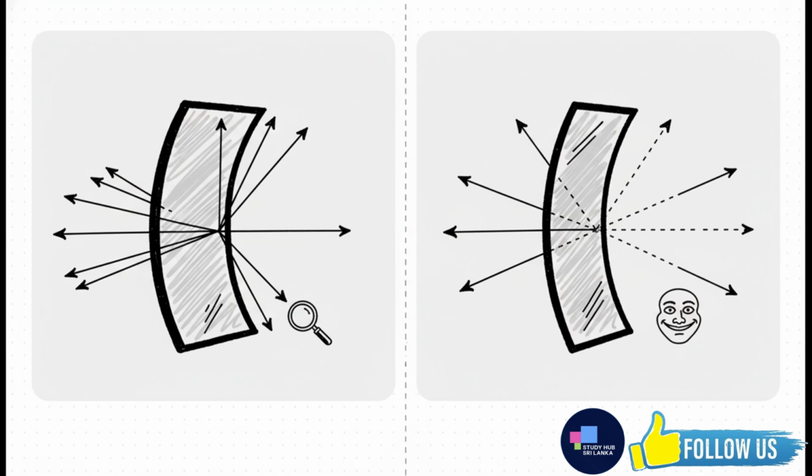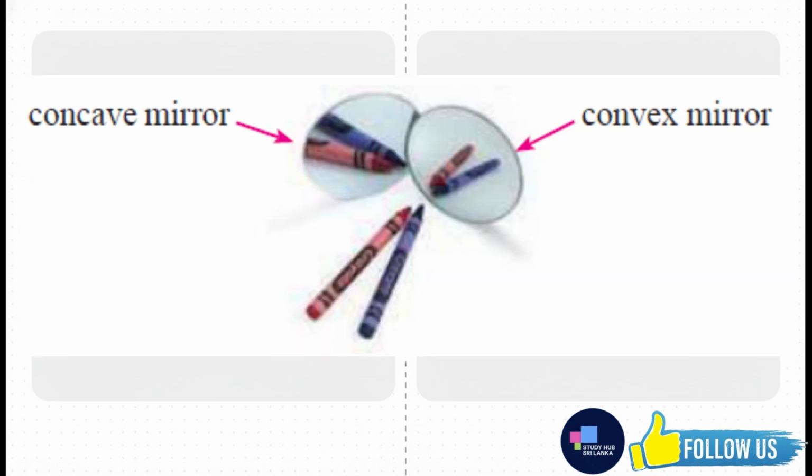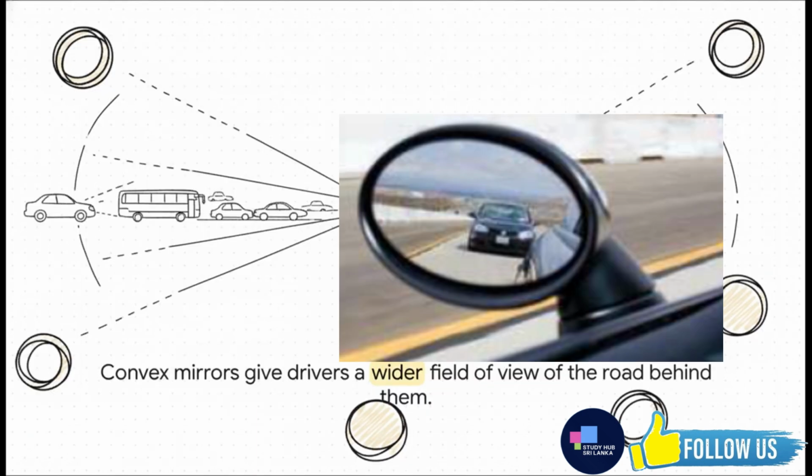But of course, not all mirrors are flat, are they? So what happens when we start curving them? Well, there are two main types to know. Concave mirrors, which curve inwards like a cave, and convex mirrors, which bulge outwards. You see convex mirrors every single day. They're the side mirrors on cars and buses. And why do we use them? Well, because even though they make things look a bit smaller, they give the driver a much, much wider view of the road behind them.